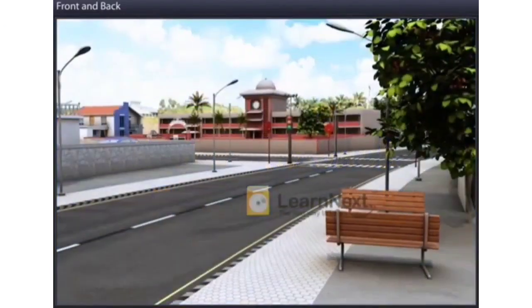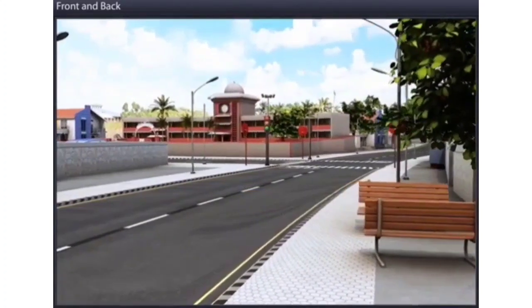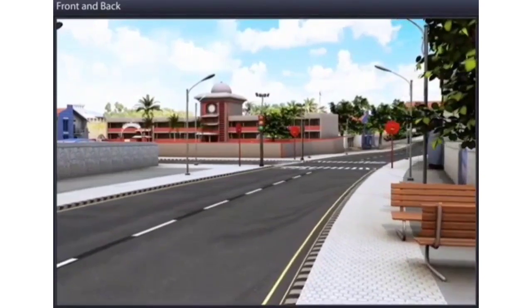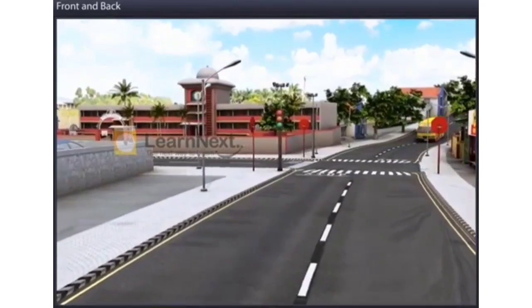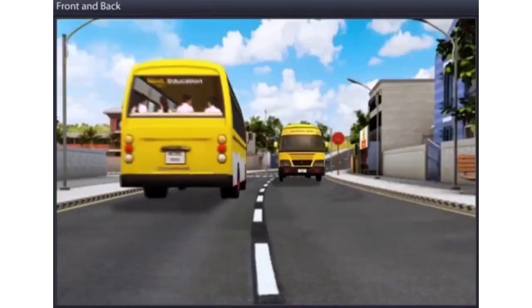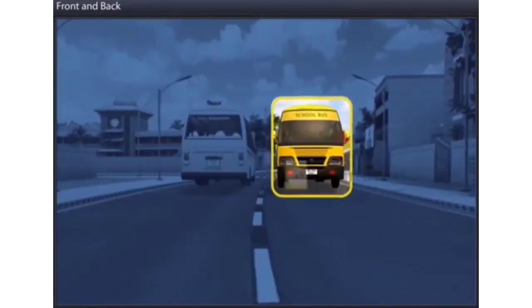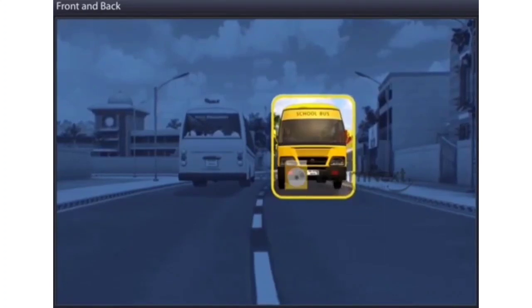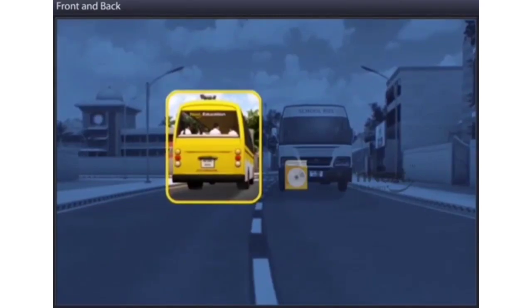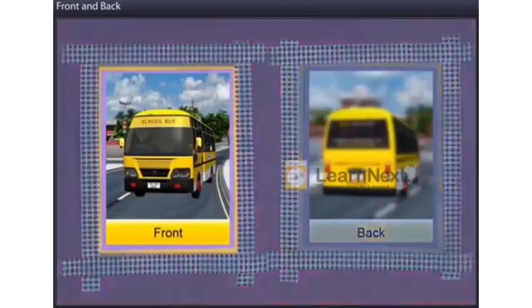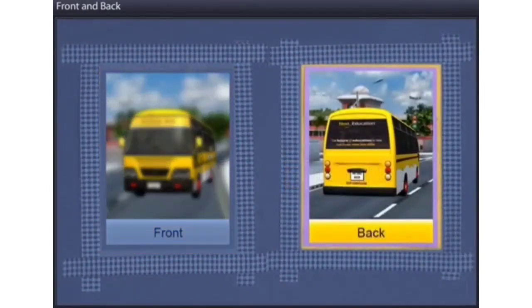Hi there! Today, let us learn about two new words, front and back. Friends, take a look at this beautiful school. It has two school buses. Look at this school bus. This is the front view of the school bus. Now look at this school bus. This is the back view of the school bus. This is the front and that is the back view of the school bus.